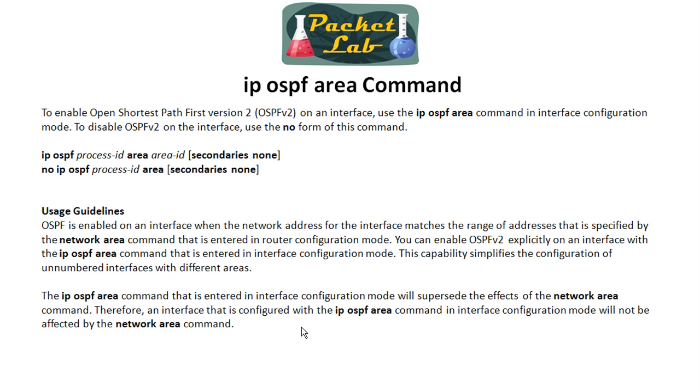So this is when you're running both of these at the same time, and it can actually be used to your advantage. We'll see this later: you can have a network area statement that encompasses a number of interfaces. Then, if you want different areas for particular interfaces, you go under those interfaces and assign them a different area with the IP OSPF area command. But in a war between IP OSPF area and network area, IP OSPF area is going to win, and we'll see this in action a little bit later.